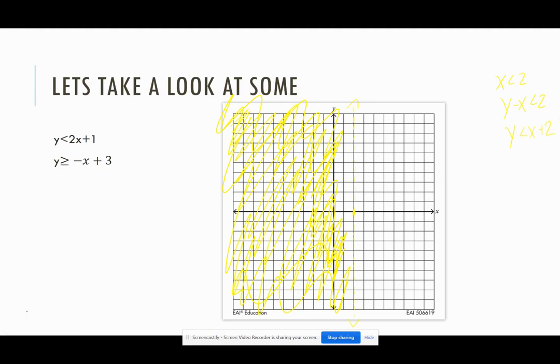I'll choose red. Y is less than x plus 2. So we go up 1, 2. We go up 1 over 1, 1 over 1, and keep on going. Once again it's going to be dashed, so I'm just going to quickly go through with some dashed lines. Alright, so plug in 0, 0. Is 0 less than 2? Yes, so we shade this way.